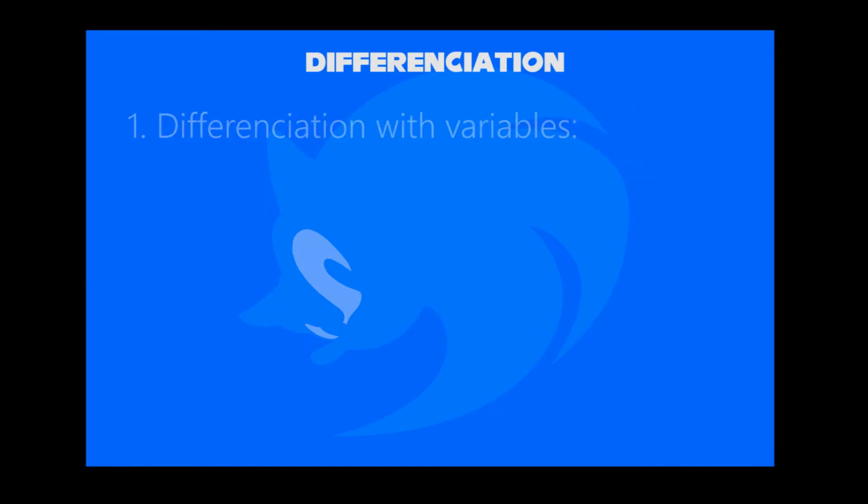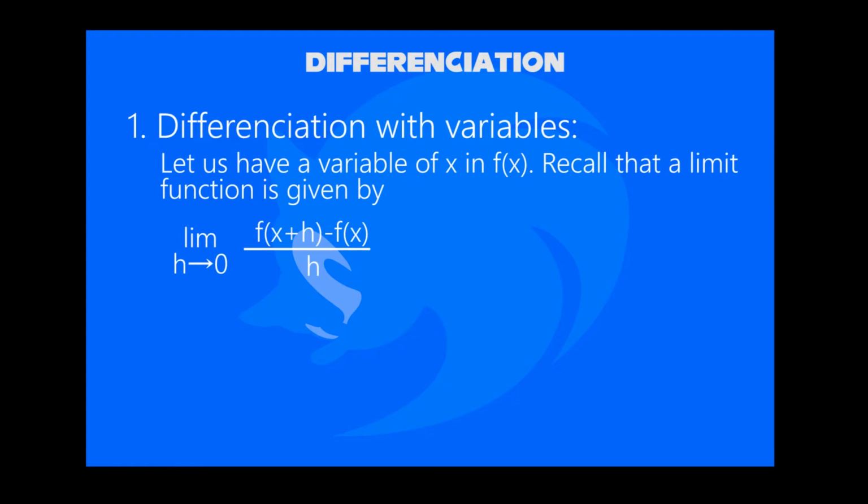First, let's start with variables. As you wish, you can have a variable x by applying a derivative function. I'd like you to see this limit function. We have the limit as h tends to 0 of f of x plus h, minus f of x, divided by h.